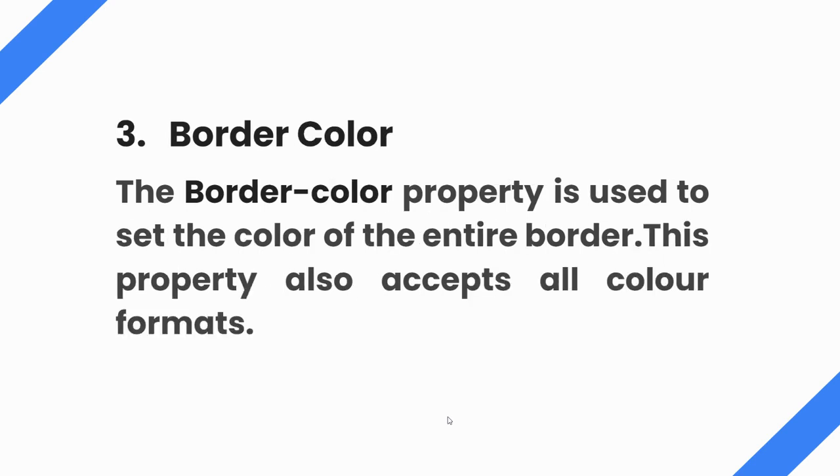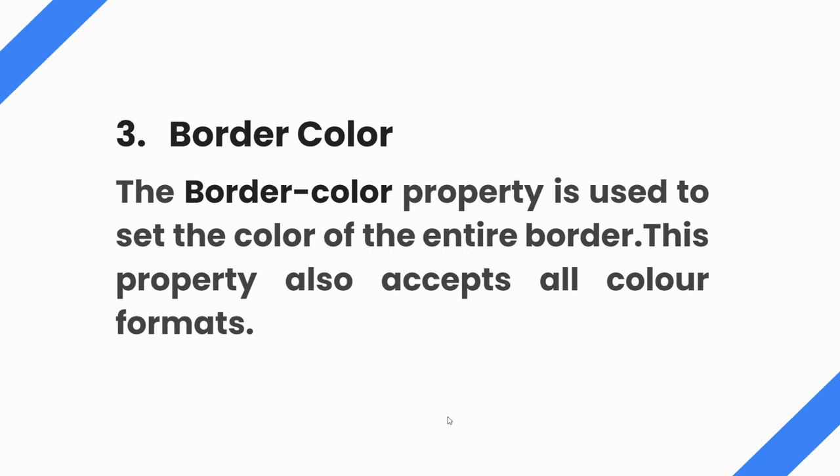And lastly, we have the border color property. Yeah. So from border color, we already know what this property is used for. And of course, you guessed correct. This one is used to set the color of the entire border. And this particular property actually accepts all color formats.